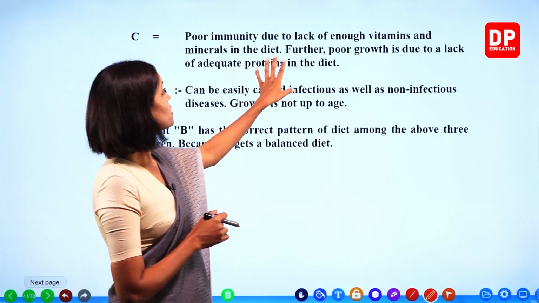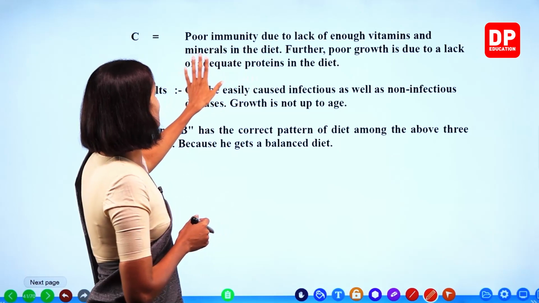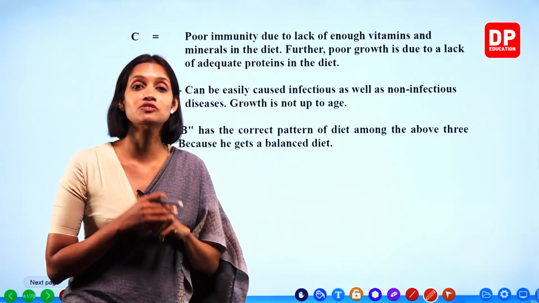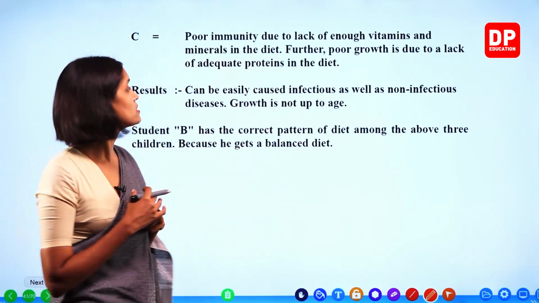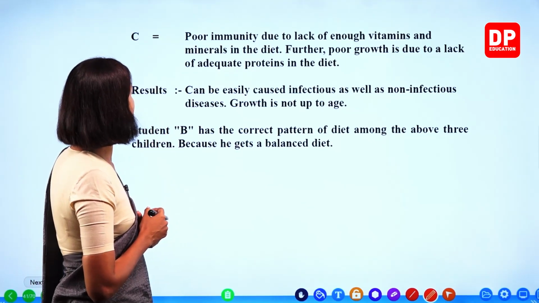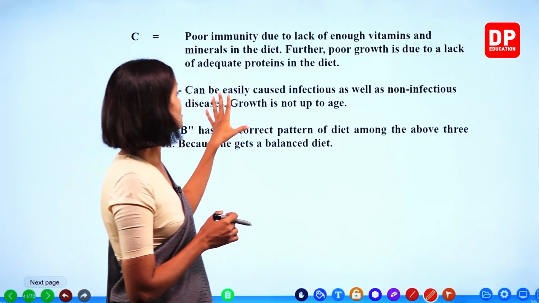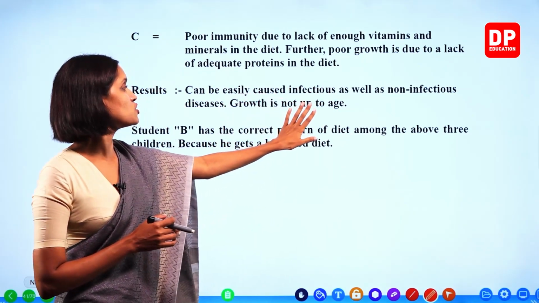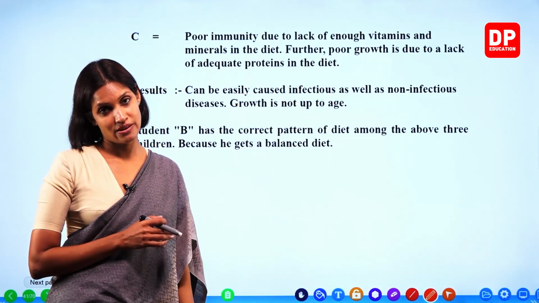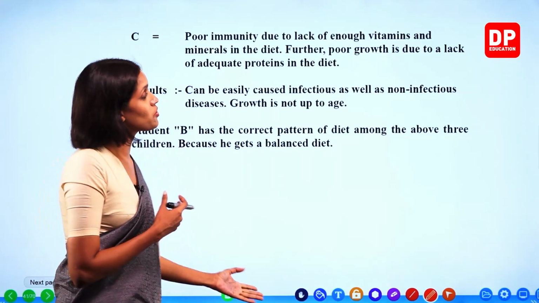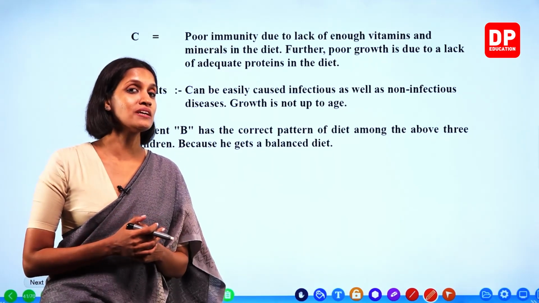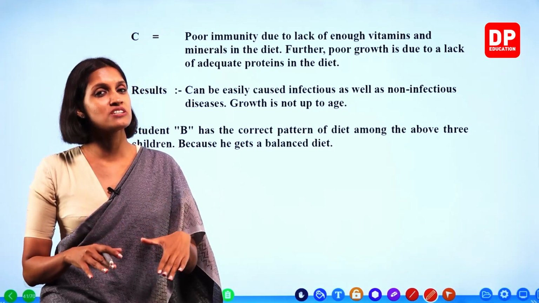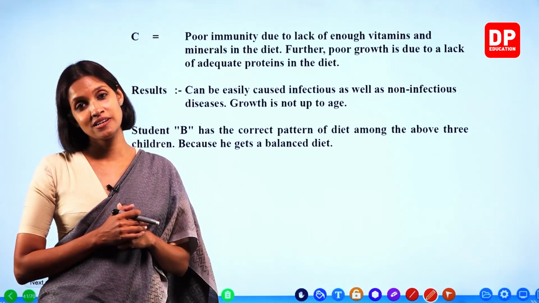So, further, poor growth is due to a lack of adequate proteins in the diet. Growth gets disturbed. The result is that it can easily cause infectious as well as non-infectious diseases. Growth is not up to age. Right, children? So these types of children, when you measure the weight, will always be underweight.